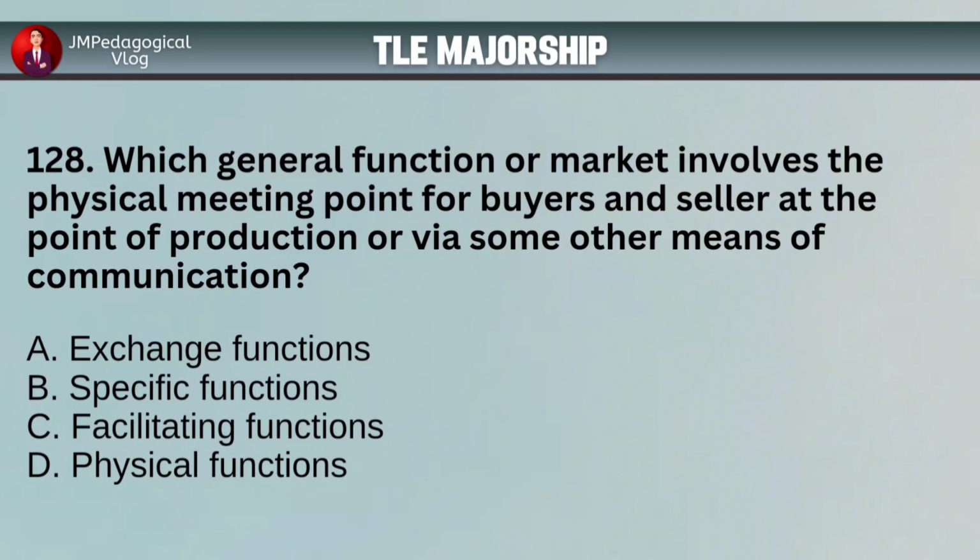128. Which general function of the market involves the physical meeting point for buyers and sellers, at the point of production or via some other means of communication? A. Exchange functions. B. Specific functions. C. Facilitating functions. D. Physical functions.